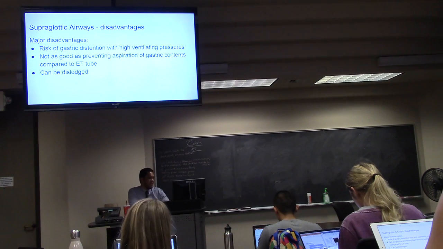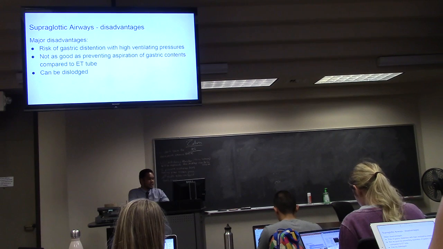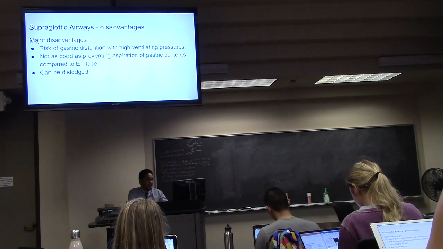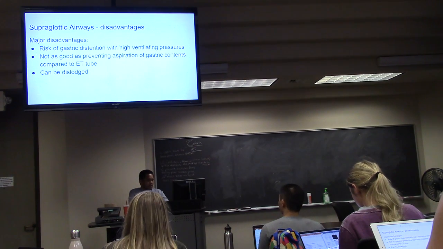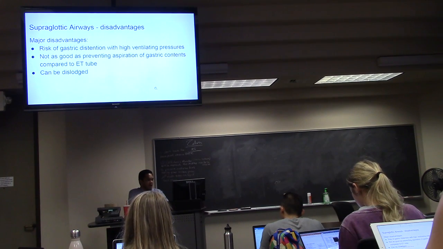Some of the biggest disadvantages is that it can be dislodged. So a lot of patients need to be transported, say you're in a rural area and you've got a patient that you have to transfer. It's very difficult to transfer them with an LMA because it can get dislodged, and you don't want to have a dislodged LMA in the ambulance or the helicopter, because those patients are difficult to intubate and they can die.